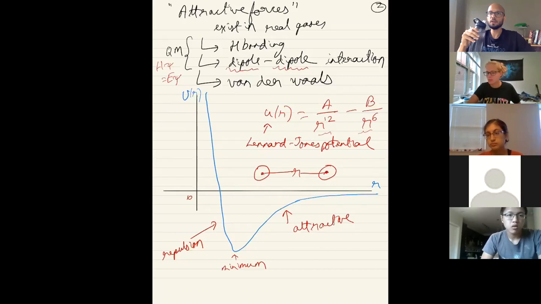No. Why not? So Liam says dipole-dipole forces are present, and Malgorzata says because of H bonding. That's correct. Those are all correct.